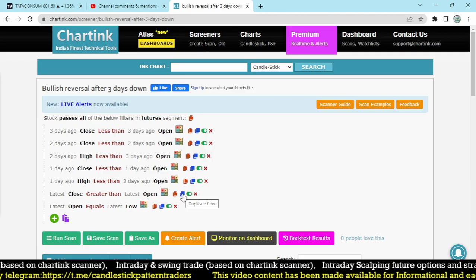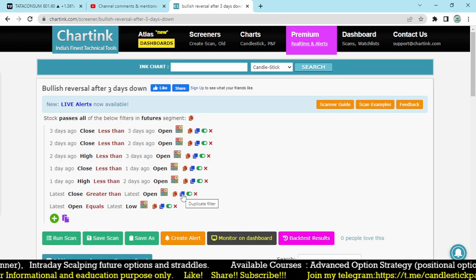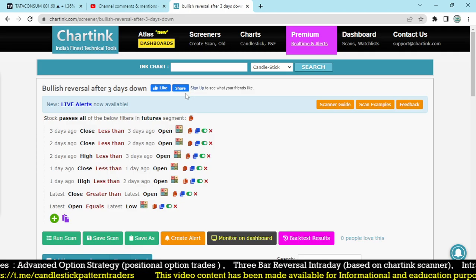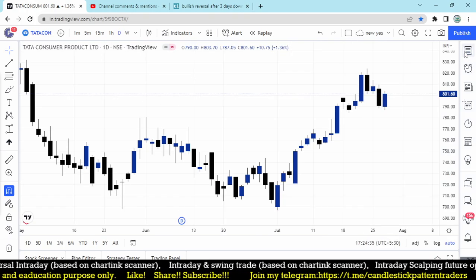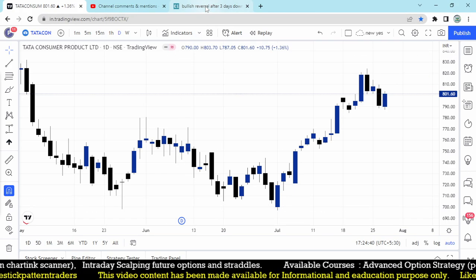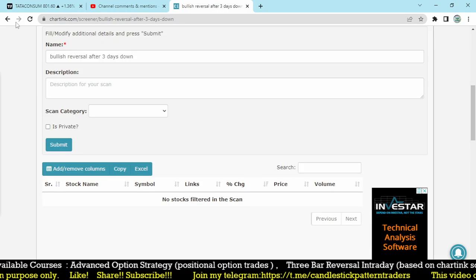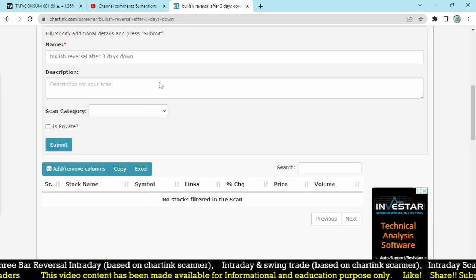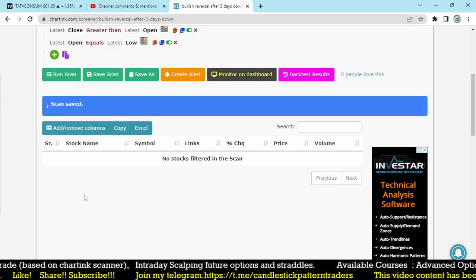Make use of the scanner and try with your own ideas and logic in the scanners. This is open code, so you can copy it from the name Bullish Reversal After 3 Days Down. I hope you enjoyed this video, and you can go and create that kind of scanners. The Chartink scanner is available publicly, so you can search with the name, or I can save the scan with a name so you can easily find it.